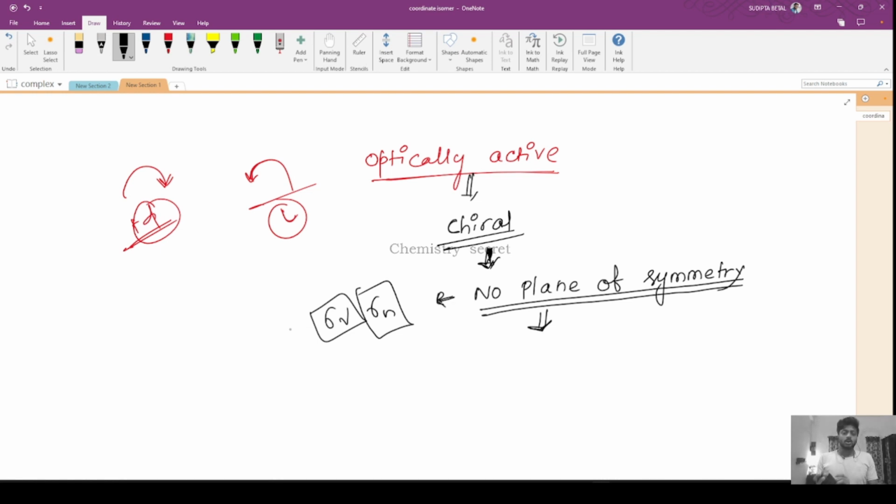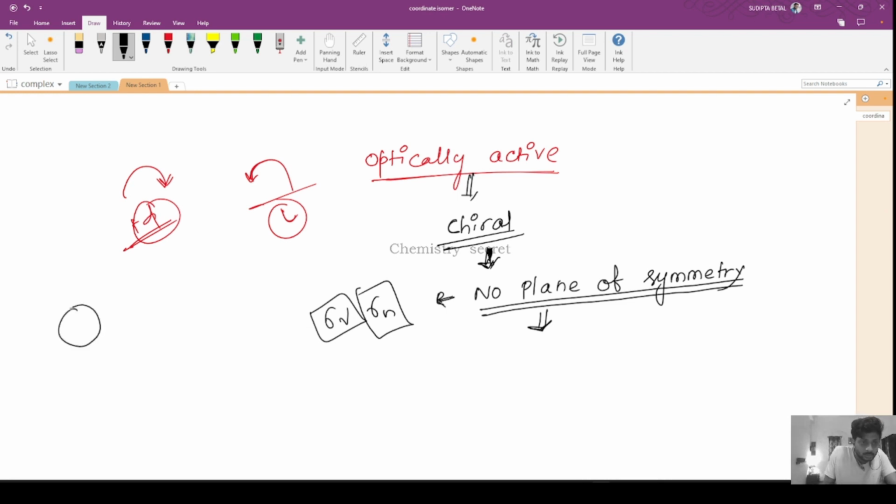Okay, so to be optically active, there should be no plane of symmetry. Okay, one more condition is there. If we draw the mirror image of the optically active compound, then it must not be superimposable.